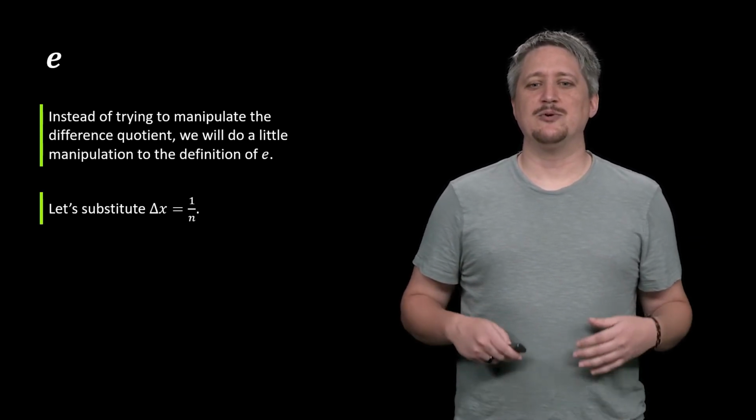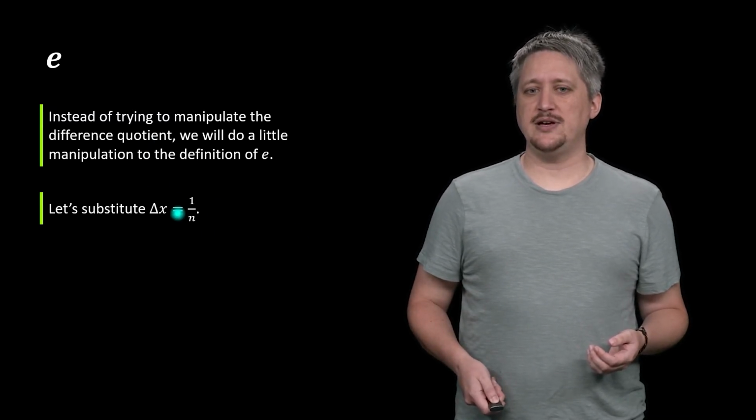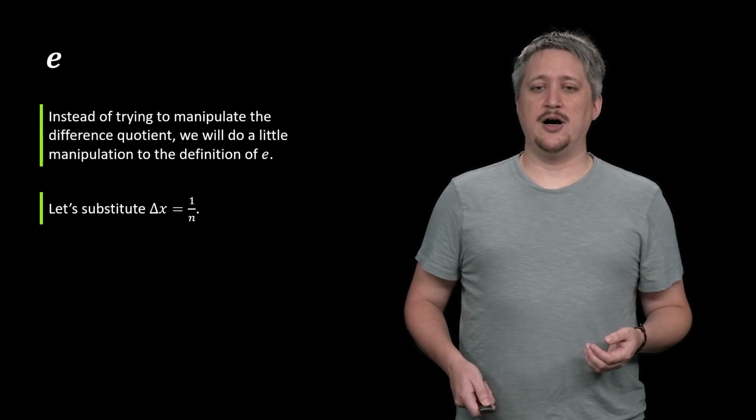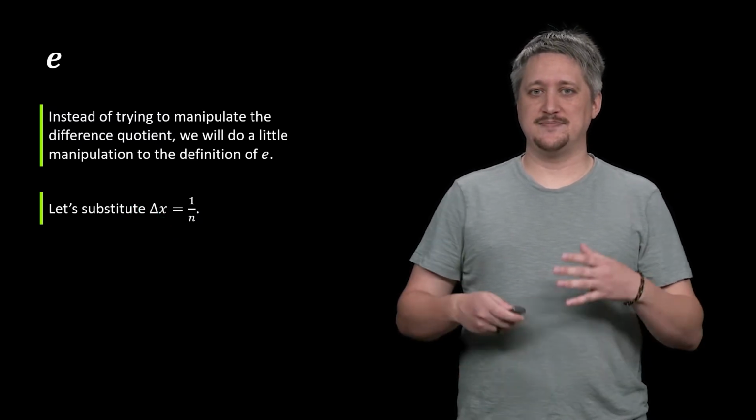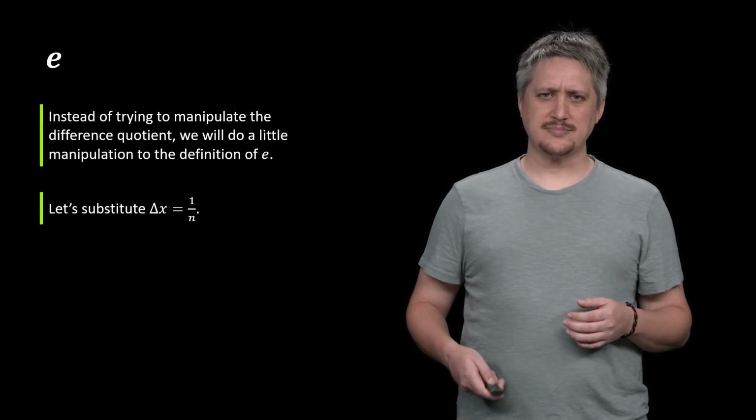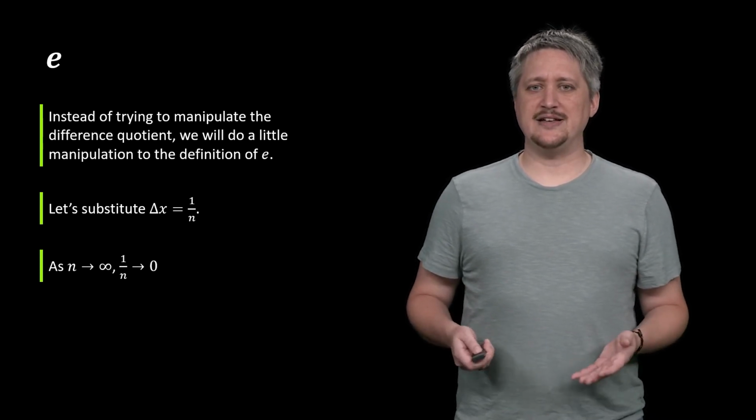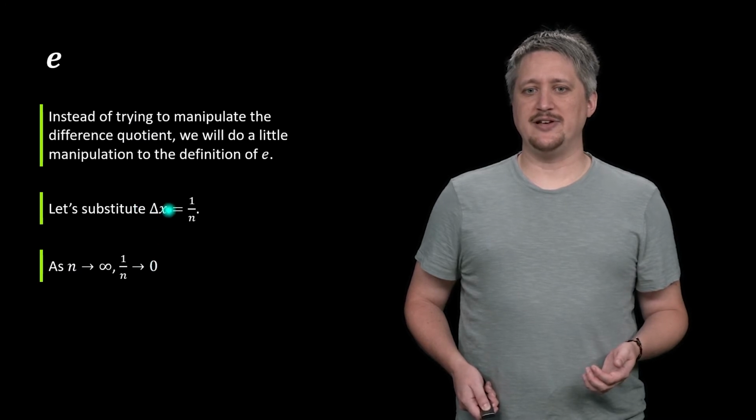To do that, we're going to substitute in, instead of 1 over n in the definition of e, I'm going to write it as delta x. This also means that if I multiply both sides by n and divide by delta x, n is 1 over delta x. So I'm defining delta x as being that thing for a second. And I'm going to notice that as n gets infinitely large, as n goes to infinity, then 1 over n goes to 0, but that means that my delta x, which is 1 over n, is going to 0, right?